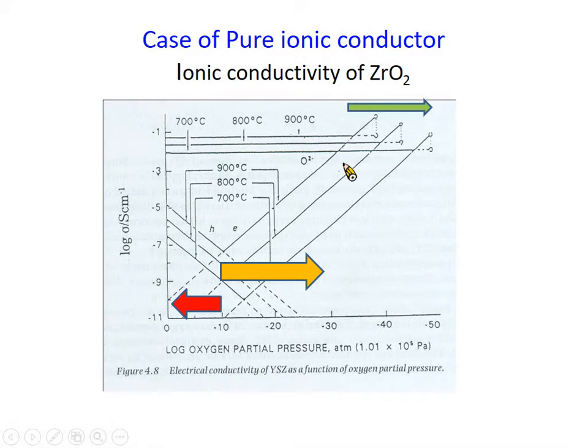However, this is the most important part. When the oxygen pressure goes to a very low, extreme condition, the electronic conductivity will overcome the contribution from the ionic conductivity. Therefore, in this region, the ionic conductivity will transform to electronic conductivity.